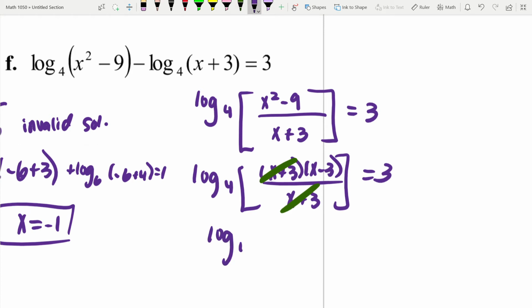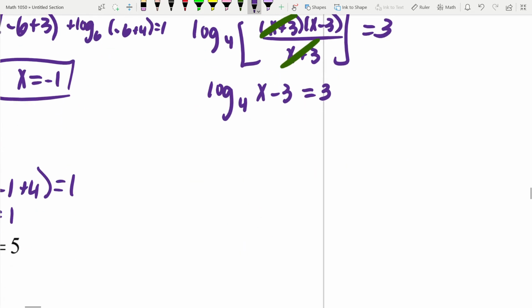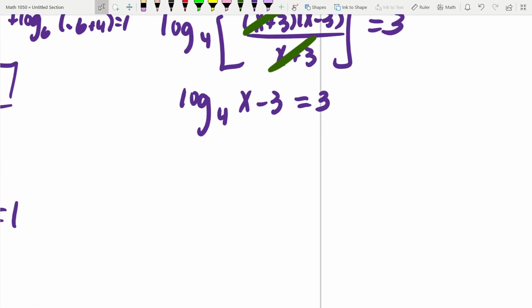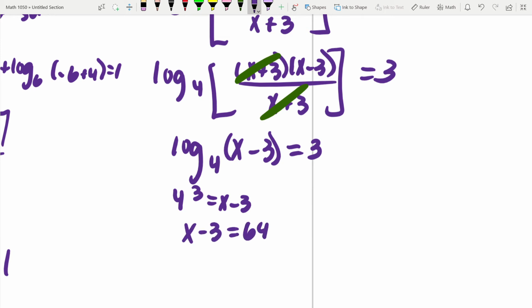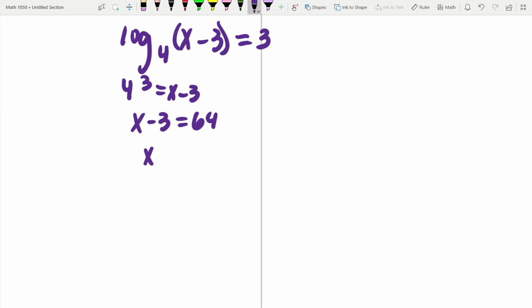So now I have log base 4 of x minus 3 is equal to 3. Look how I wrote that. I wrote that wrong. The way that I wrote it, the negative 3 is not part of the log. The negative 3 is supposed to be part of the log. So in that circumstance, I must write the parentheses. Now I convert it. So it's 4 to the third equals x minus 3. So x minus 3 equals 64. Bring my 3 over, x equals 67.